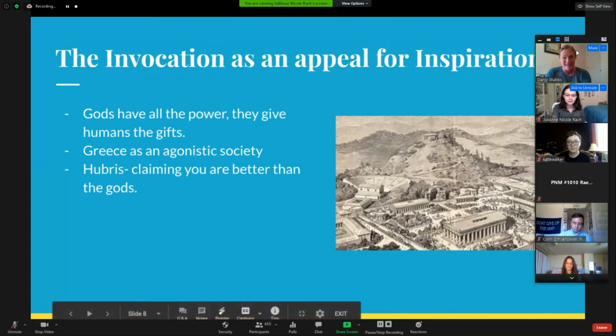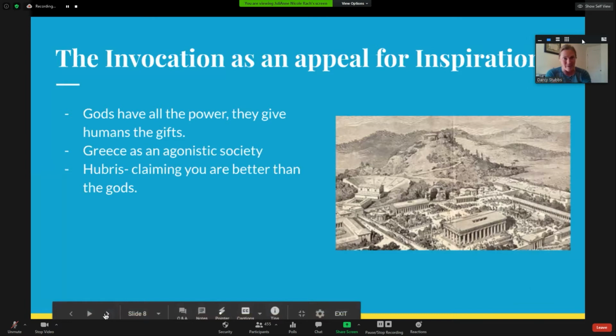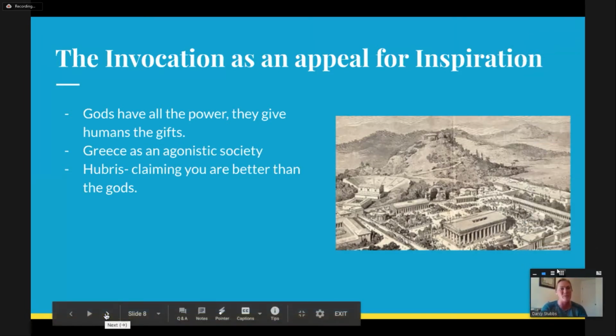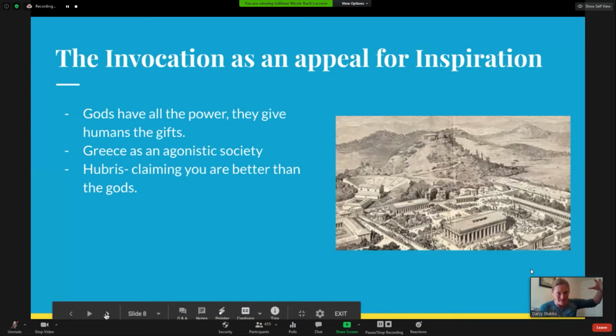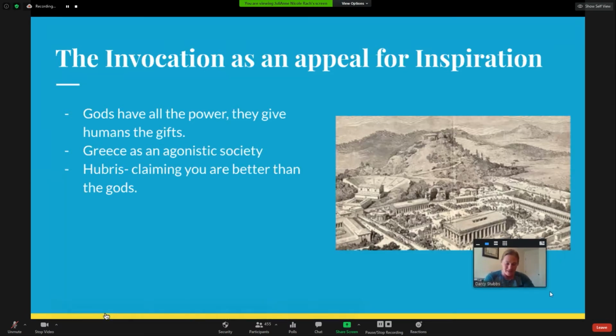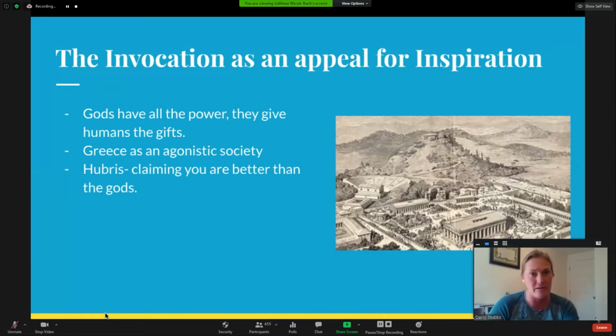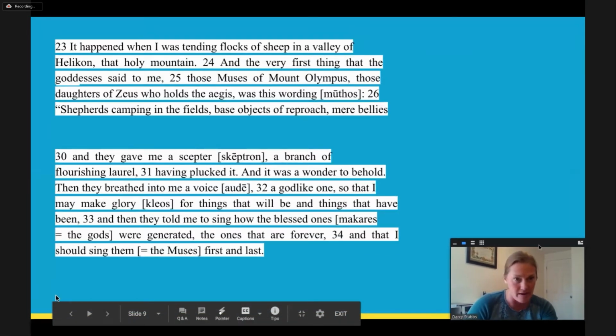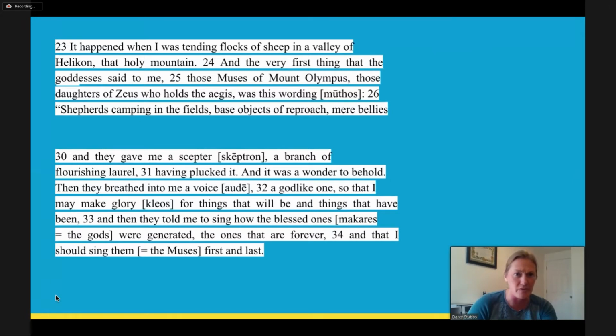Recognizing that the poets aren't the ones that have the power, but they have to invoke this capability from something sort of supernatural. So let's take a look at one of the readings real quick. This is from line 23 to 25. It happened when I was tending flocks of sheep in a valley of Helicon, the holy mountain.